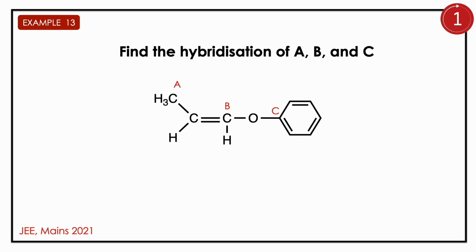Then the next example: the question is to find the hybridization of A, B and C. Here allyl phenyl ether is given. A, B, C are a single bonded carbon, a double bonded carbon, and a phenyl carbon. You should know the hybridization.